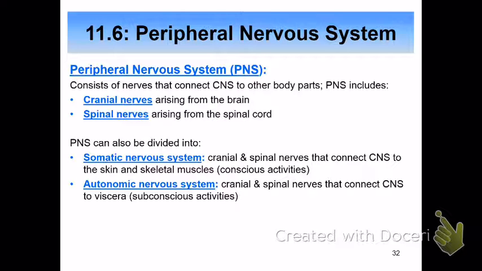Okay, now we're at the second part of the PowerPoint, the peripheral nervous system. So that's going to be the nerves that come out of the brain, cranial nerves, and spinal nerves. And the peripheral nervous system is divided into two parts. Somatic, and that's going to be the connection of the central and peripheral, but that's conscious, that you control. And then autonomic would be the subconscious that you don't control.